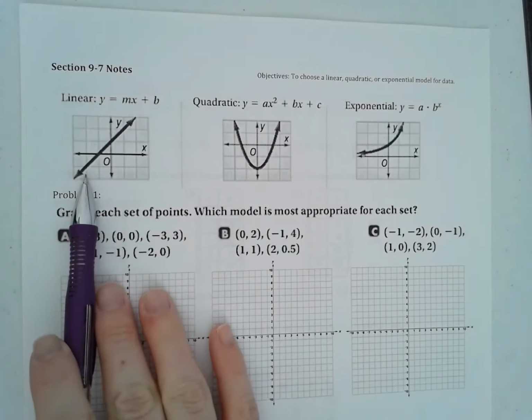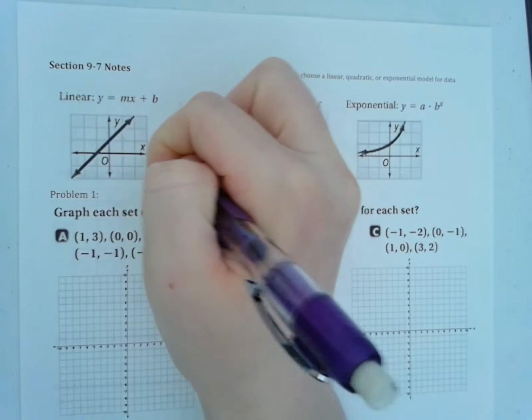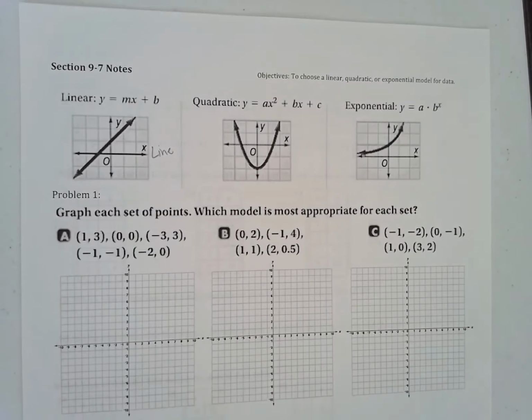So if you have a linear function, when you graph it, it will always be a line, which means it's straight, arrows on both sides, it's a line.